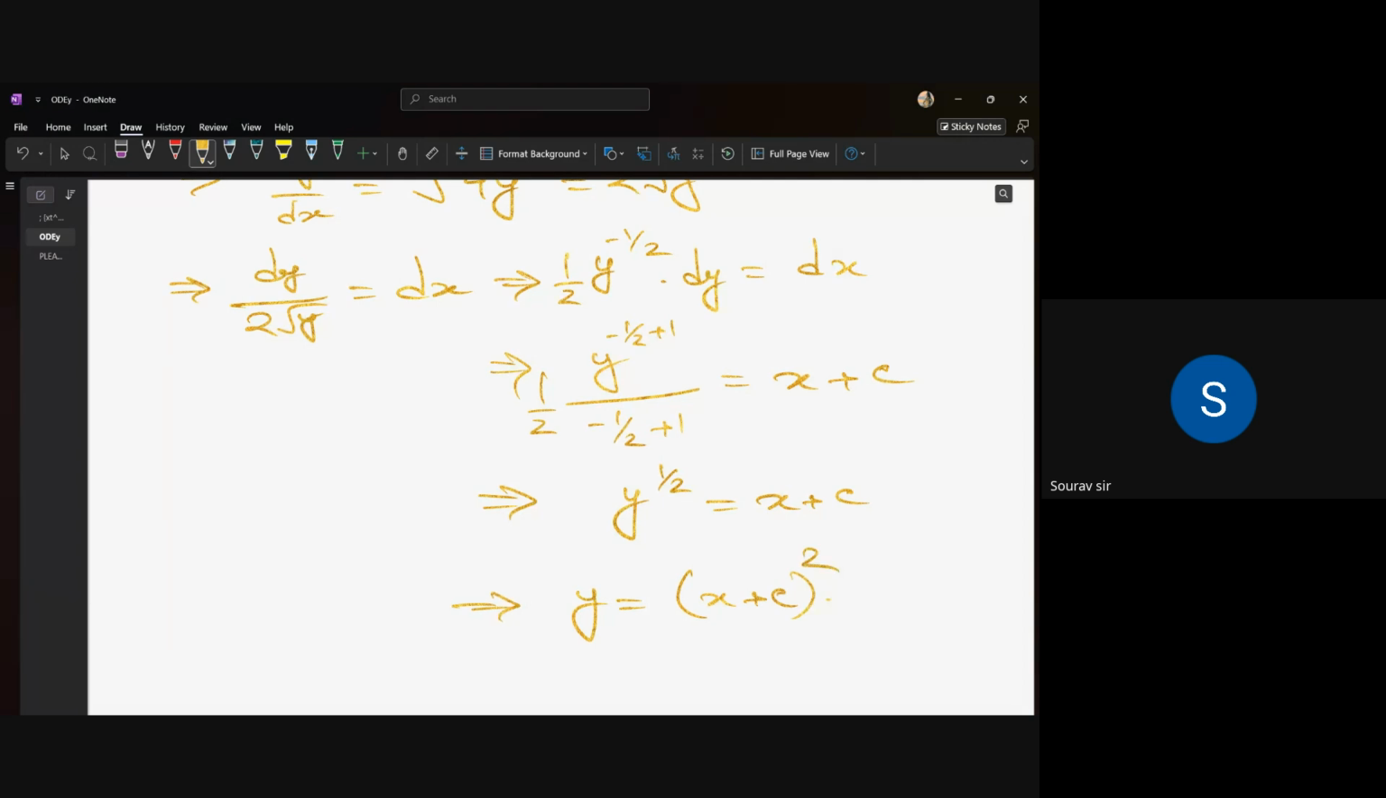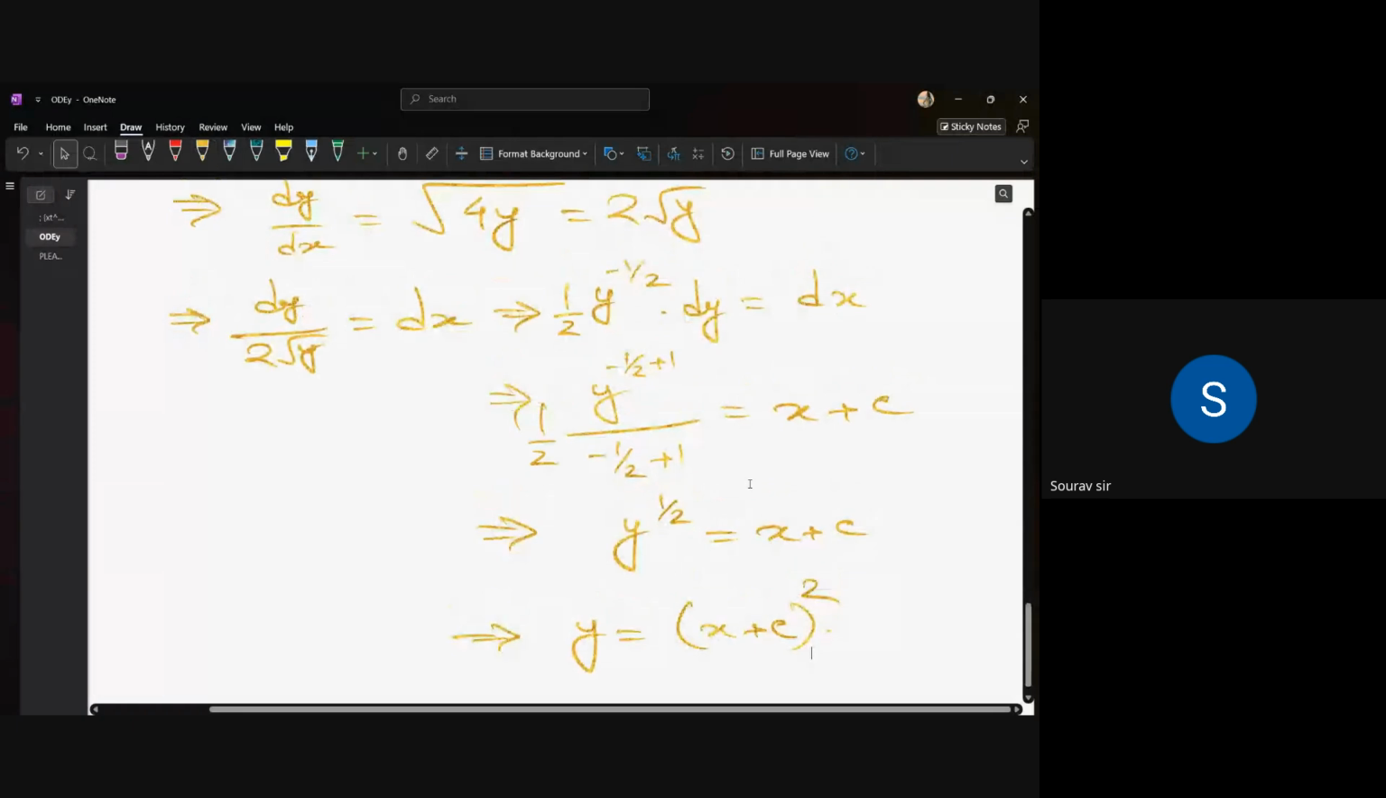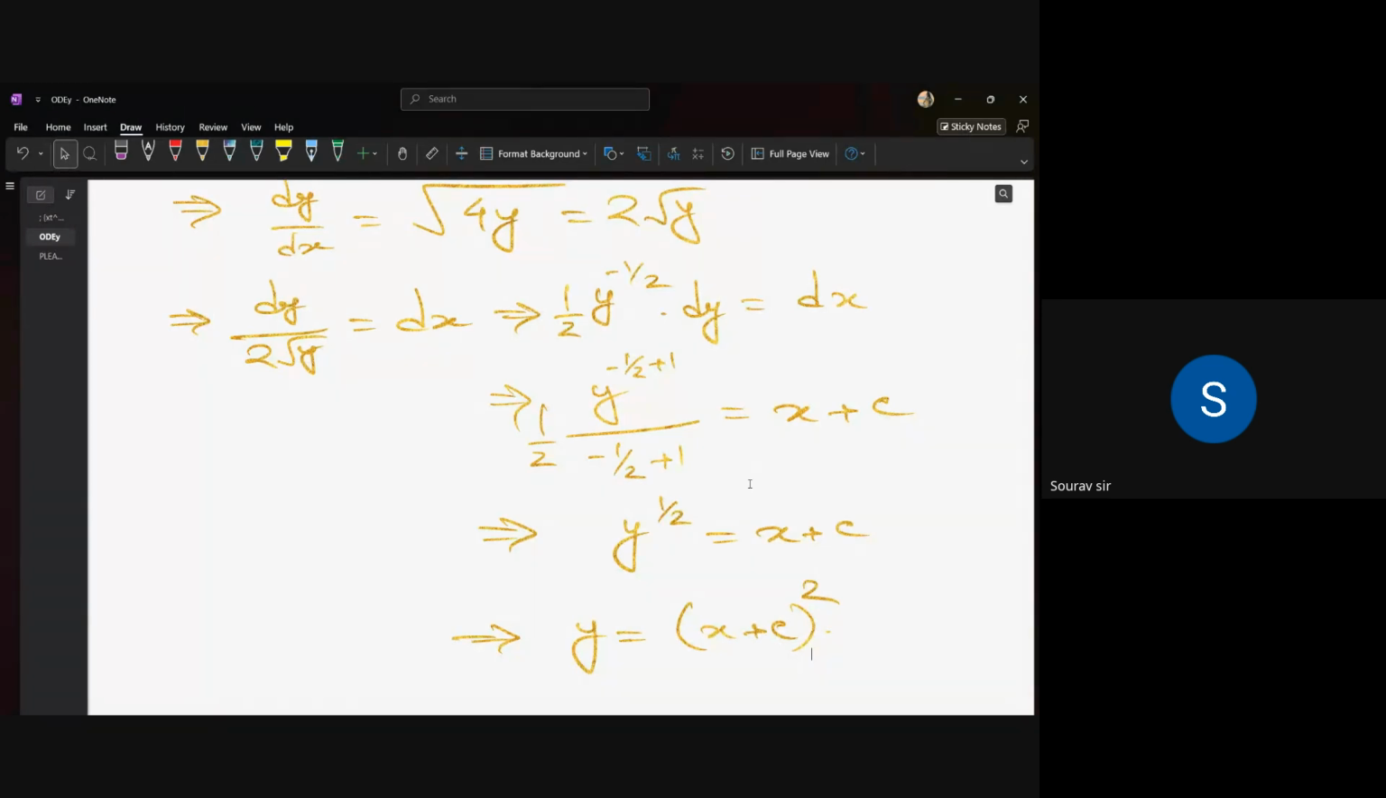Now I think you understood why I was telling this. After that, basically, we can also verify that our y equals 0 is a solution, but that cannot be obtained by any choice of C. So that's why our y equals 0 is a singular solution here.